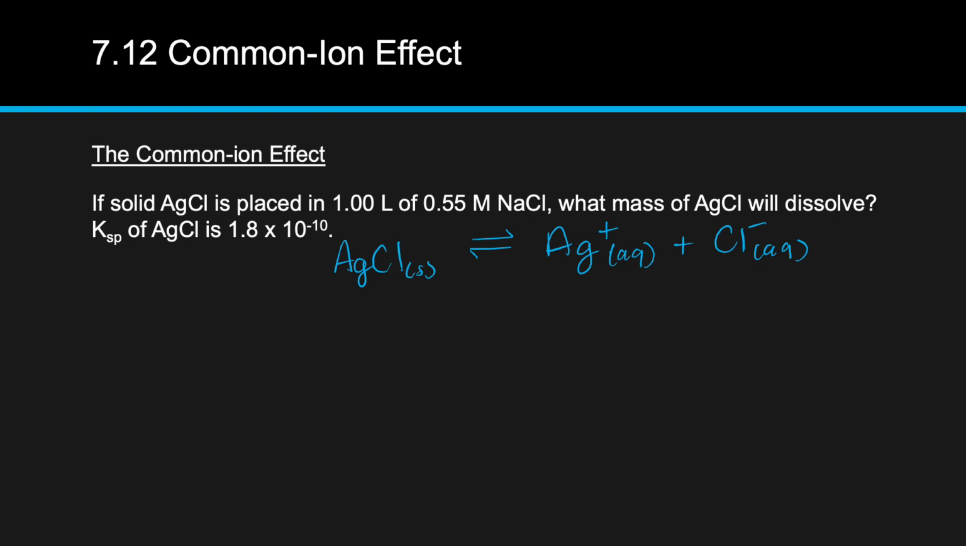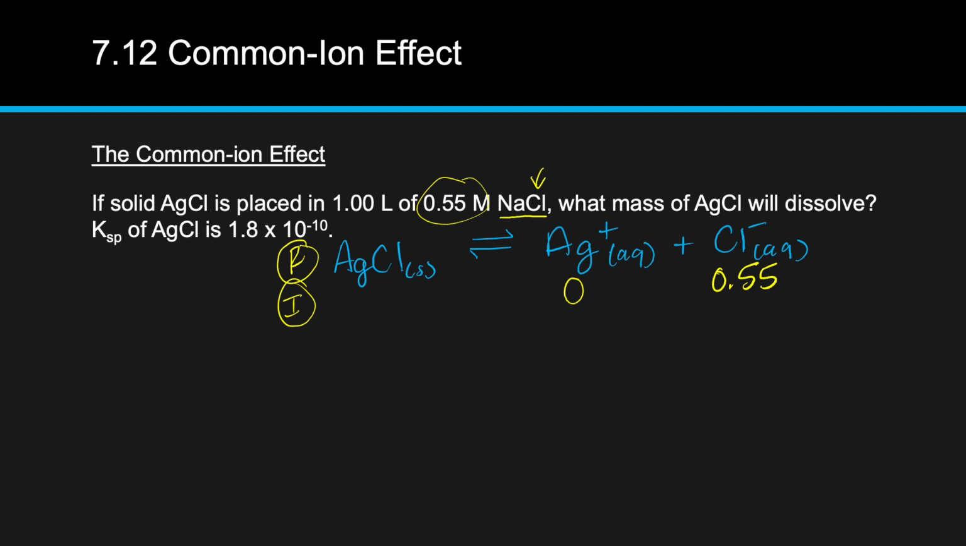So let's start with our ICE table. We have our reaction already. Now let's do our initial. For Ag+, at the very beginning when I put this AgCl into solution, there is no Ag+ in the water. So that's going to be a concentration of 0. Now, when I put that AgCl into that water that has sodium chloride dissolved in it, I do have Cl- already in solution. And since for every 1 mole of NaCl, I have 1 mole of Cl-, I can just use this value for Cl-. So I am starting with 0.55 molar of chloride ions in that solution from the very beginning.